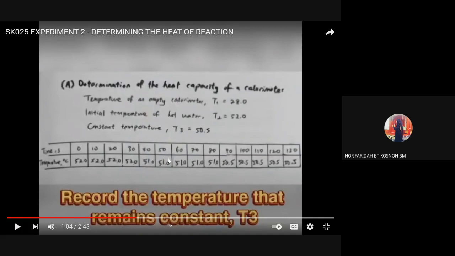And then dia observe lagi, and then you nampak kat sini starting daripada 90 second, dan dia lebihkan sikit sampai 130, suhu itu dia jadi 50.5. Jadi the constant temperature of the water T3 adalah 50.5 degree. So maksudnya kita kena observe the constant temperature tu, bukan kita cari purata ke apa. Ini penting lah. Jadi nanti data tu saya dah bagi siap-siap.